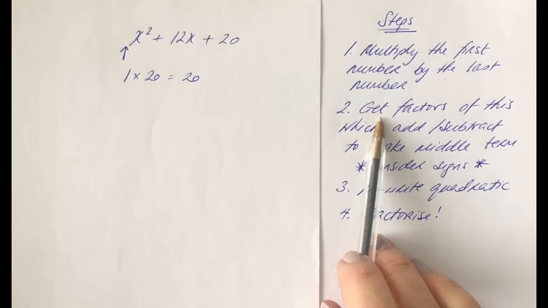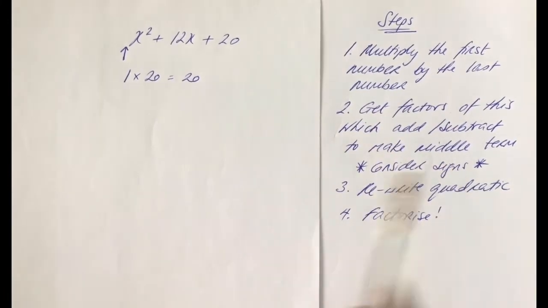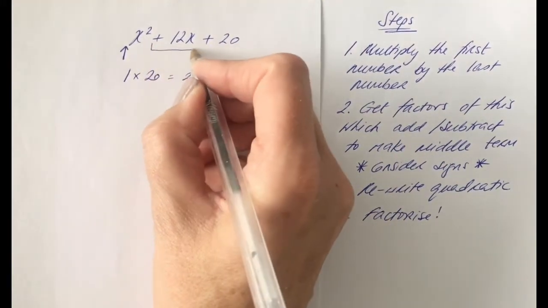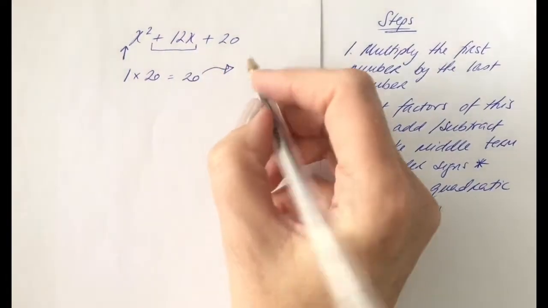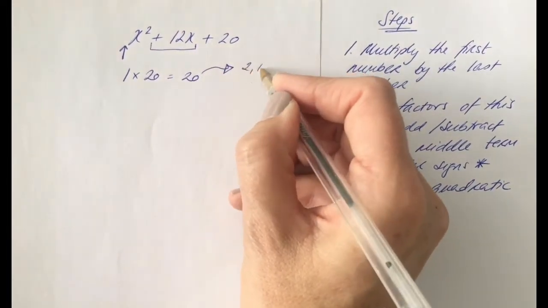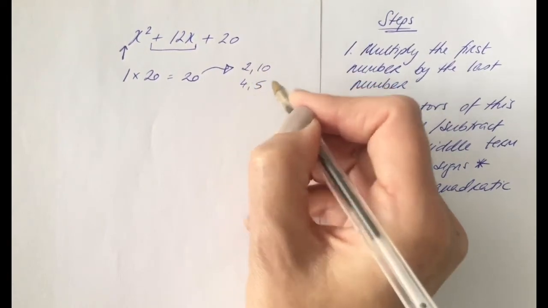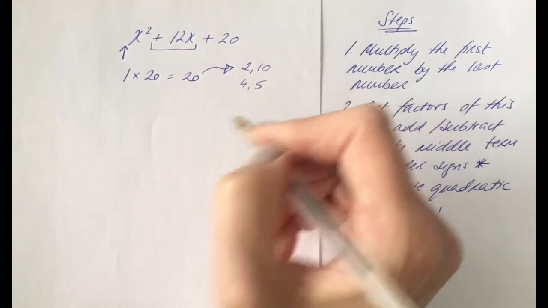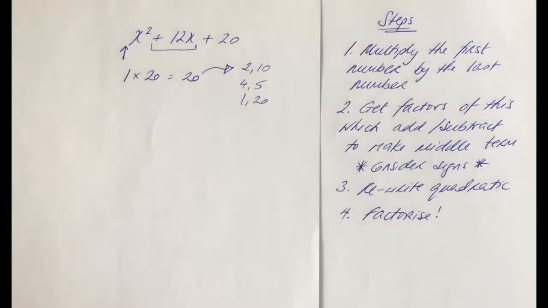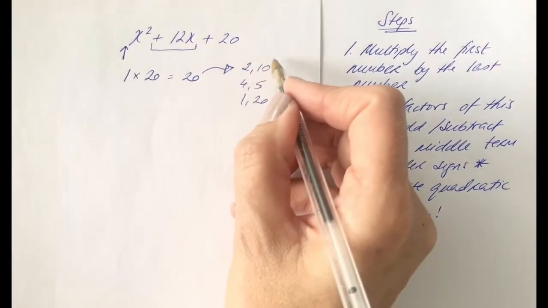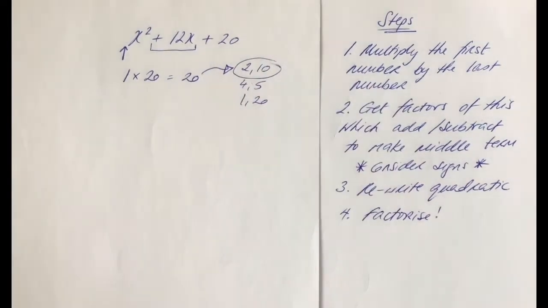Second step, get factors of this which add or subtract to make the middle term. So there's your middle term. So factors of this are 2 times 10, 4 times 5, and of course we want whichever one's going to work out to add or subtract to make the middle term. So we can see straight away 2 and 10 is going to work out there.